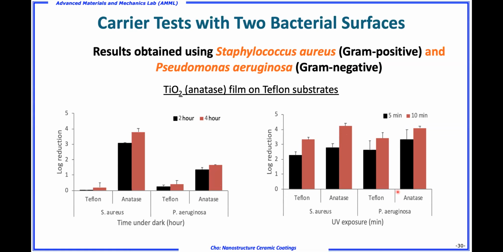Same thing with the gram negative. The improvement is observed, but it's not as great as for the dark environment. But the UV exposure indicates some effectiveness, and also the time is relatively short, about 10 minutes.